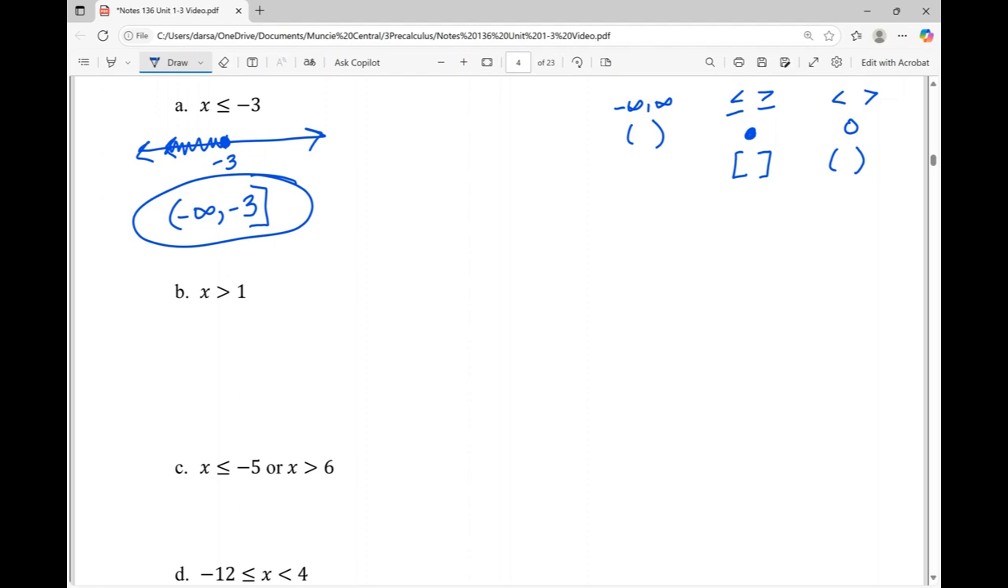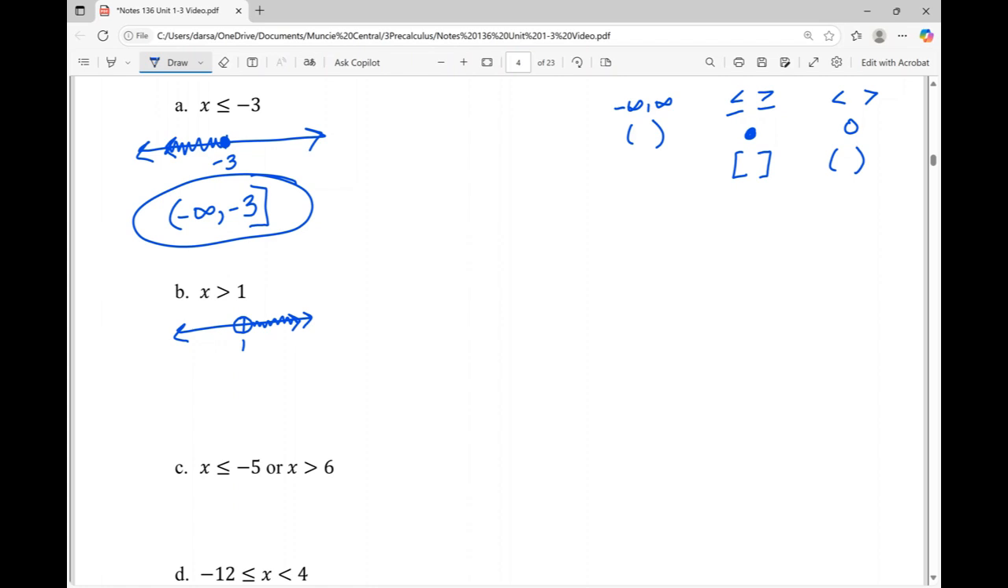What about x is greater than 1? Again, start with a number line. We're going to put a 1 here. We want to be greater than, not greater than or equal to, so we use an open circle. Greater than means we're shading to the right, towards the positives.